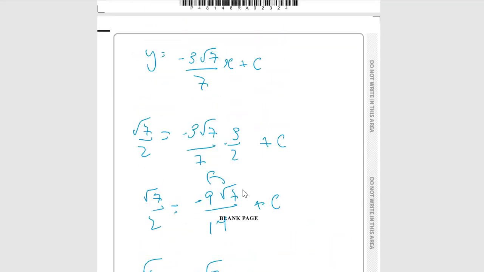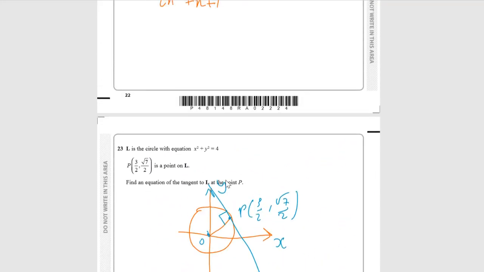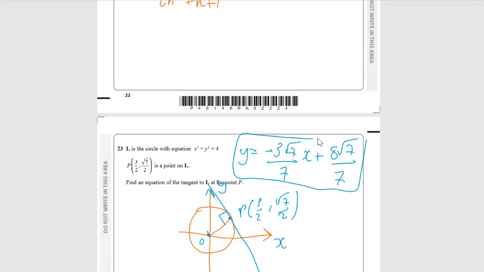So that means that y, we've done quite a bit here, so the equation of the tangent L is going to equal minus 3 square root of 7 over 7 x plus 8 square root of 7 over 7. So that is the equation of the tangent L.